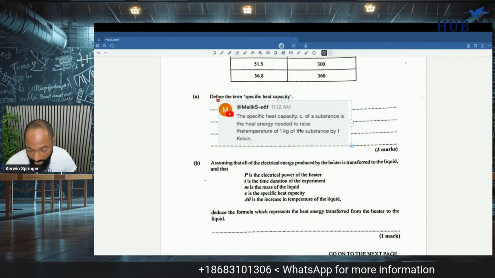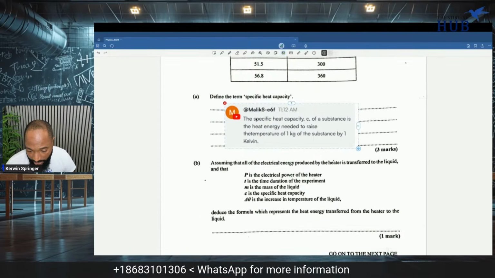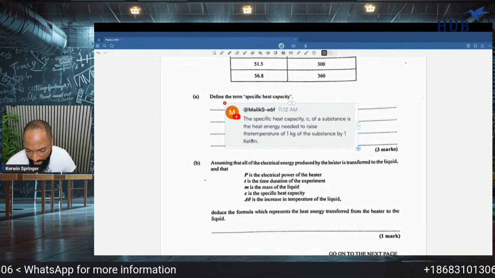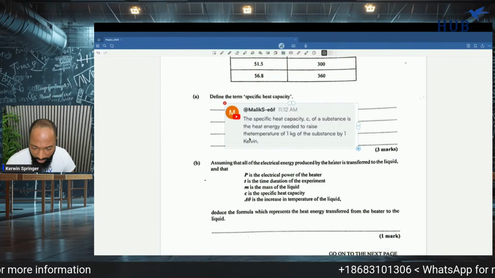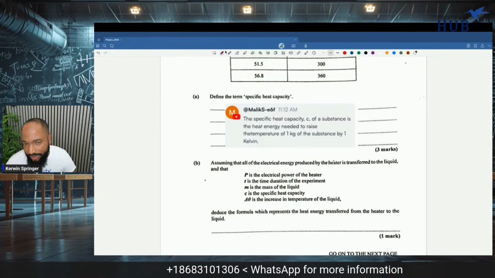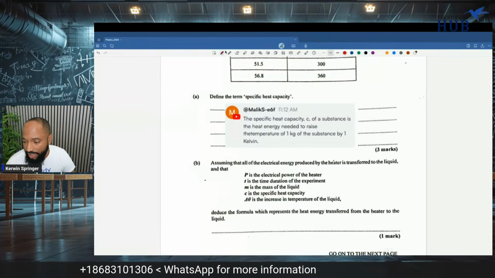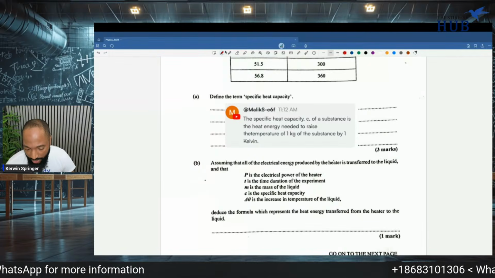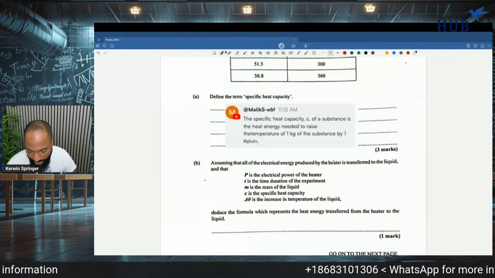So Malik says, the specific heat capacity C of a substance is the heat energy needed to raise the temperature of 1 kilogram of the substance by 1 Kelvin. Right? So that's good. Also 1 degree Celsius works as well, since it's just a difference. And then what is this?